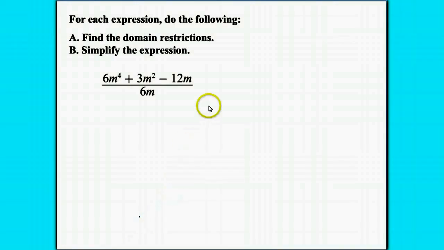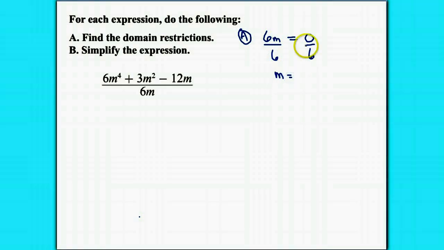So to find out what value would make our denominator 0, we take our denominator and set it equal to 0, and we solve it. We make a little algebra equation out of it. So for part A, we're going to take 6m because that's our denominator. We're going to set it equal to 0 and divide by 6 to get m by itself.